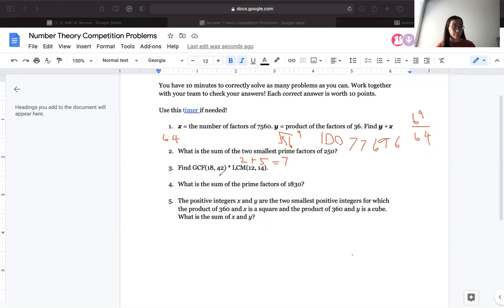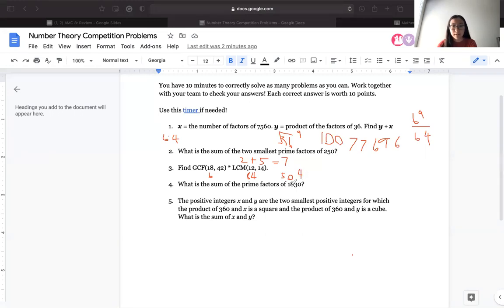Greatest common factor times least common multiple. So the greatest common factor of those two is 6. And then the least common multiple is 84. So just 6 times 84, which equals, it equals 504, I believe.